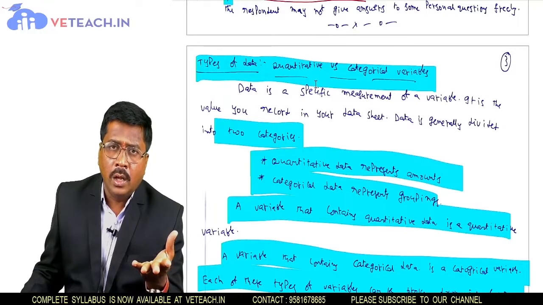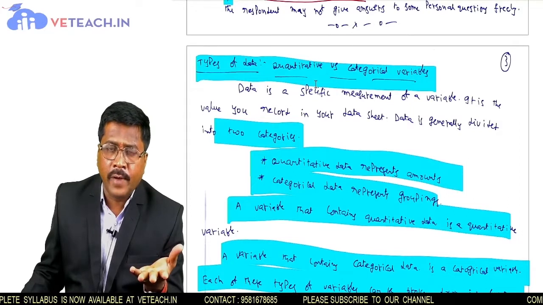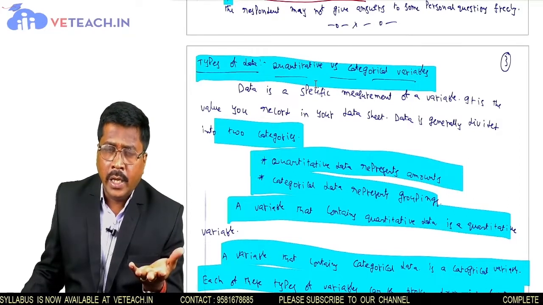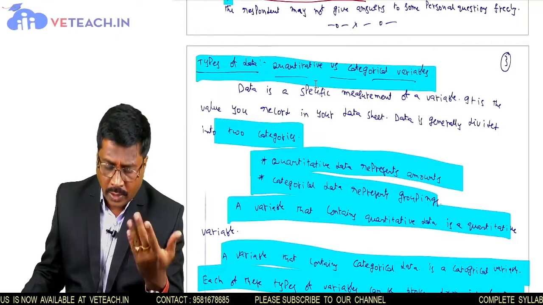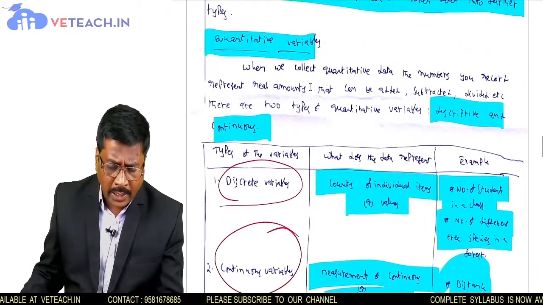One is called the discrete variable and the other the continuous variable. Discrete means it takes finite values, and continuous means it takes infinite values. So next one is the categorical variable.